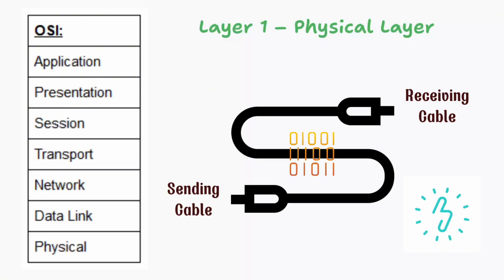It's the job of the physical layer to convert the binary data of the transmission into signals and transmit them across the network, as well as receiving incoming signals and converting them back into binary data. This is just the beginning.